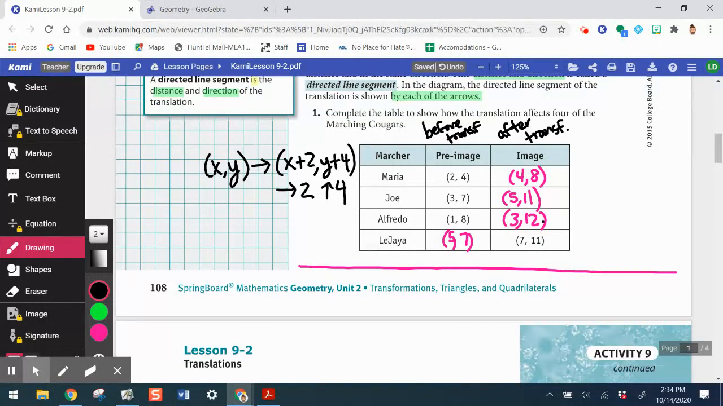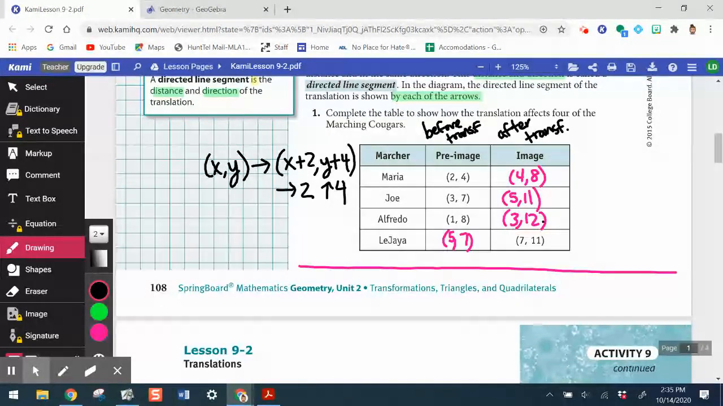And Lejeia, I thought this was interesting. They actually don't tell you where she began, the pre-image. They tell you where she ended up. And so we can use that function in reverse. So if it's x plus 2, y plus 4, we can actually subtract 4 from 11 and find the pre-image, and we can subtract 2 from our x to find the pre-image of 5. So just a unique twist on figuring out that table.